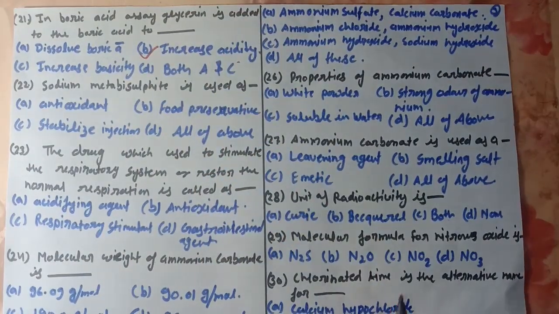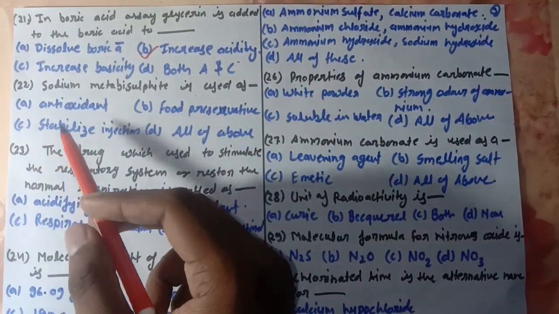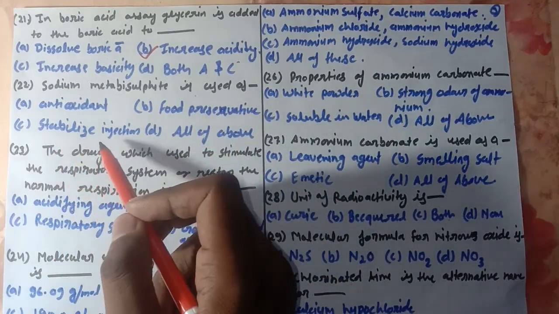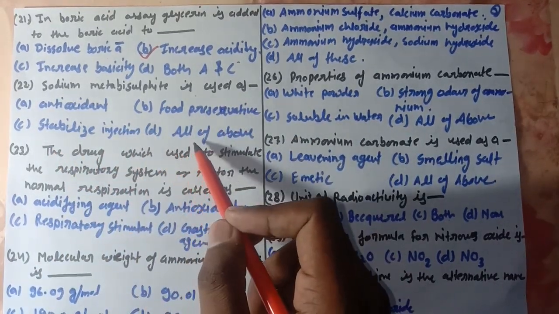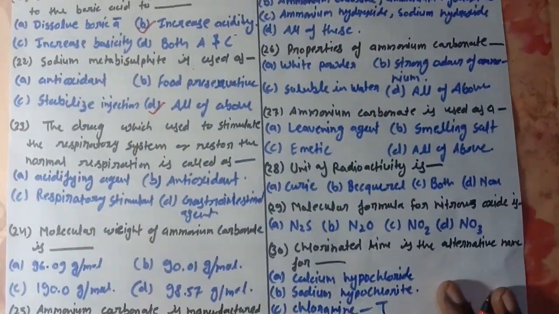Question number 22. Sodium metabisulfite is used as option A, antioxidant. Option B, food preservative. Option C, stabilize injection. Option D, all of above. So the answer is D, all of above. Question number 23.